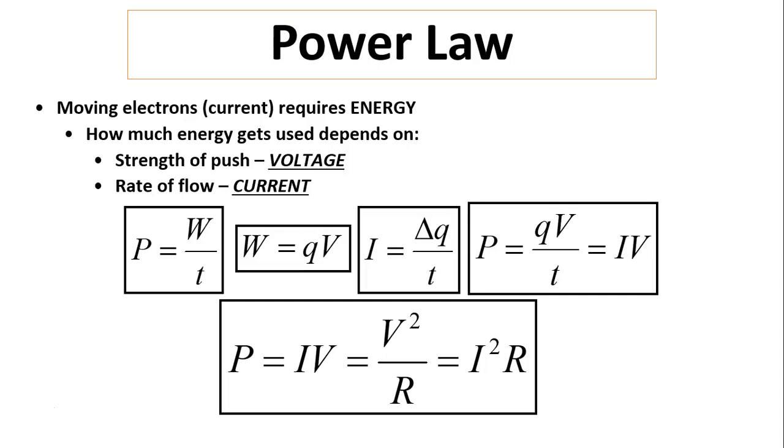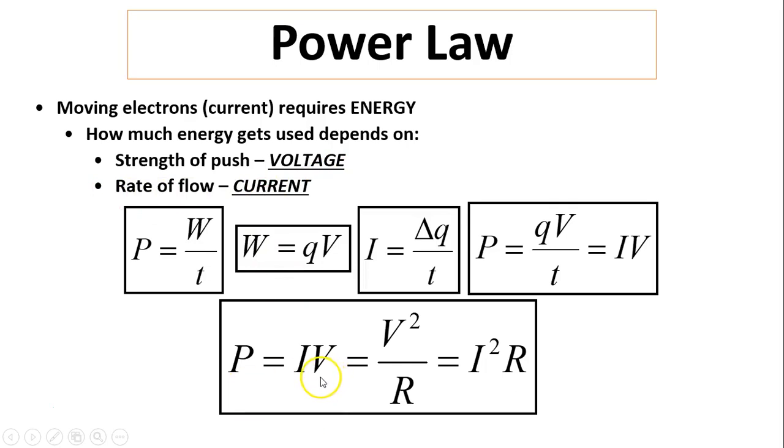Power equals work over time. Remember, work equals Q times potential difference, and I equals Q over t. So let's see, power equals W over t. W equals Q times V, over t. But Q over t is your I. So power equals V times I, or I times V. The strength of pushing, that's V. The current is I. So power equals I times V.